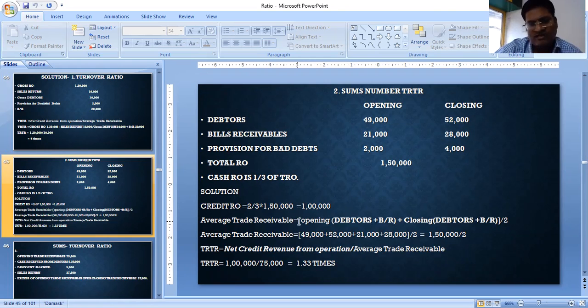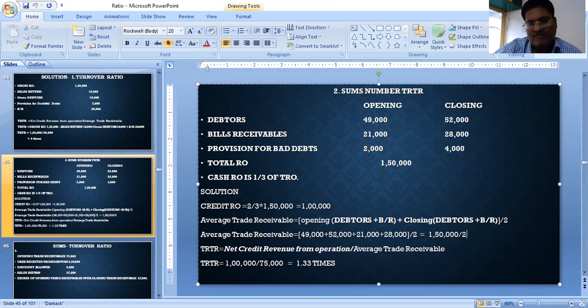Average trade receivables is opening debtors plus receivable plus closing debtors plus receivable, whole thing divided by 2. That means 49 plus 52 plus 21 plus 28, whole thing divided by 2, giving me 75,000. So this will be 75,000.